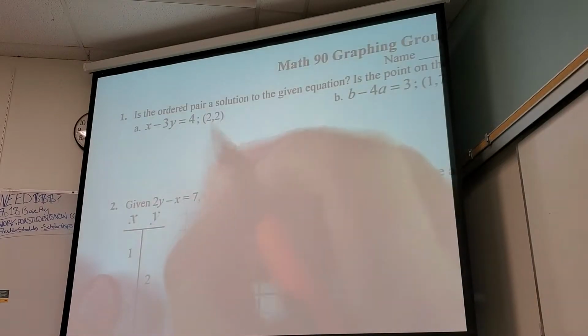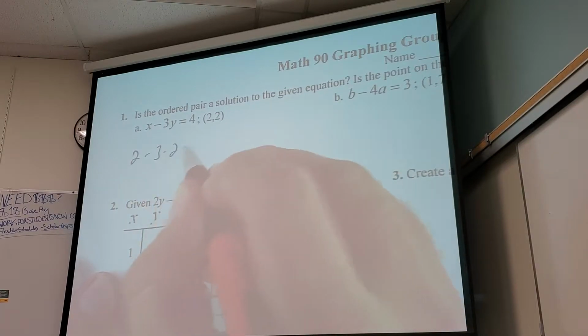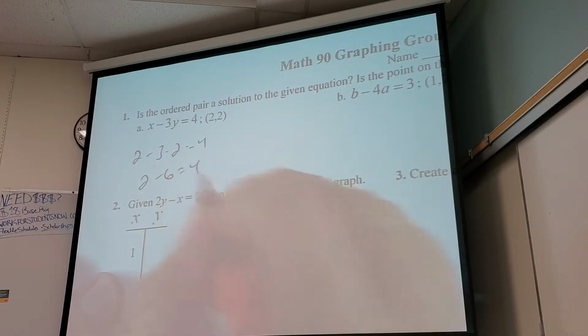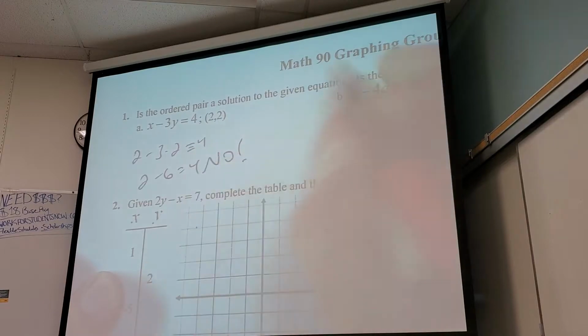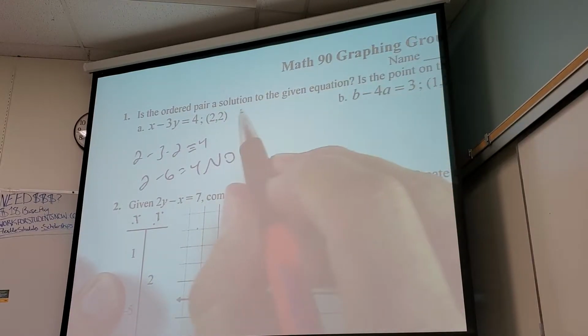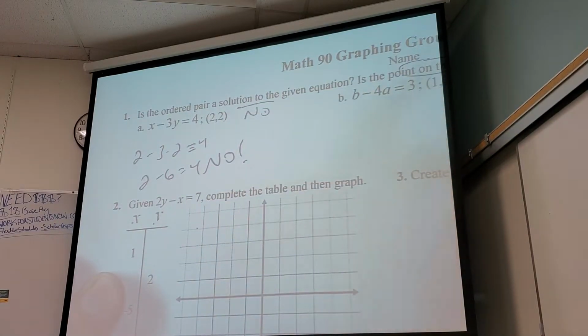Alright guys, so this one you can't go wrong on. They're both 2s. So 2 minus 3 times 2 equals 4. No. So is this a solution? No. Is it on the line? No.